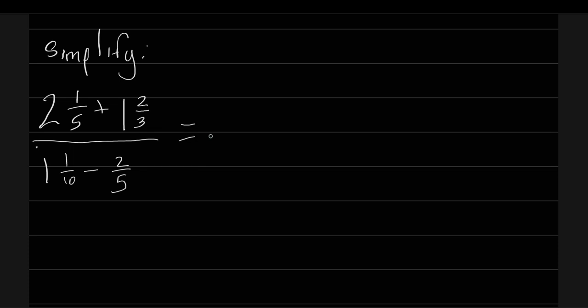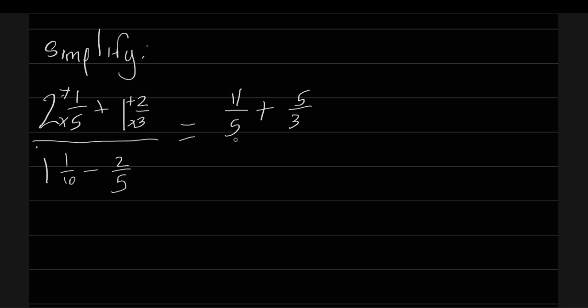So let's work on the top first of all. We have 2 and 1 over 5, and when we're dealing with mixed numbers, we like to change those to improper fractions. To change to an improper fraction, we multiply and add. So 5 times 2 gives you 10, 10 plus 1 gives you 11 over 5. And to change this one, 3 times 1 is 3, plus 2 gives you 5 over 3.